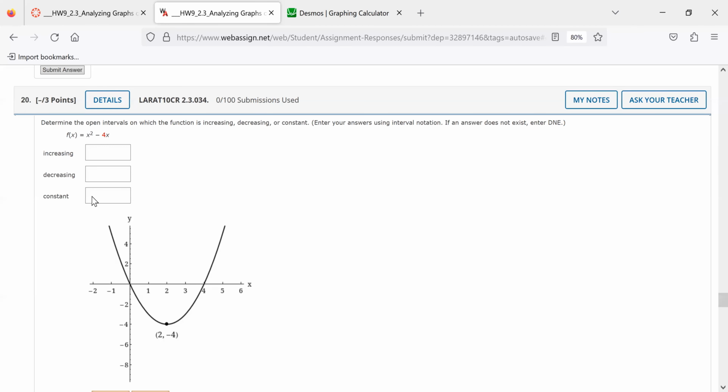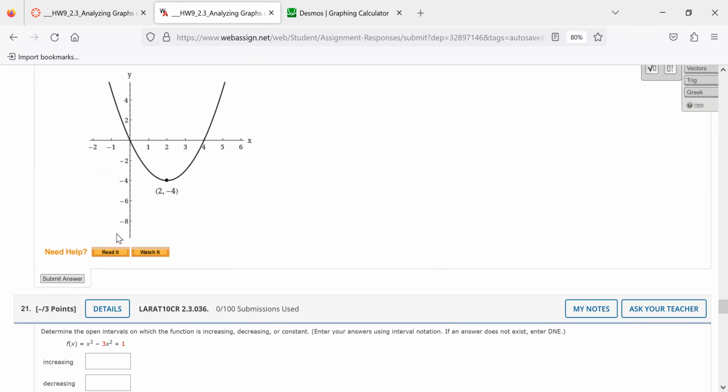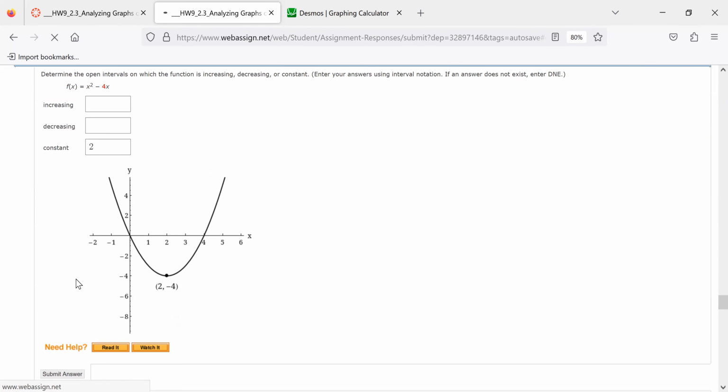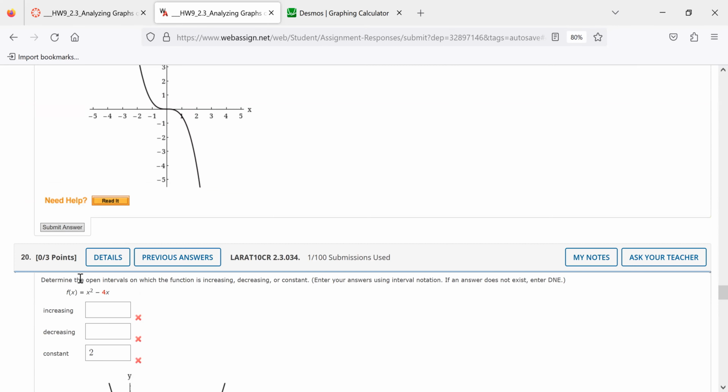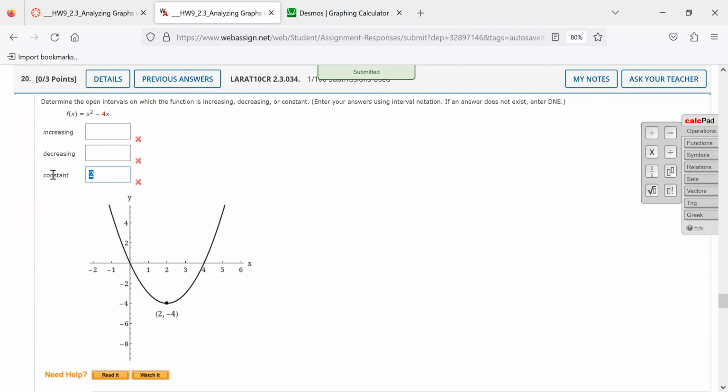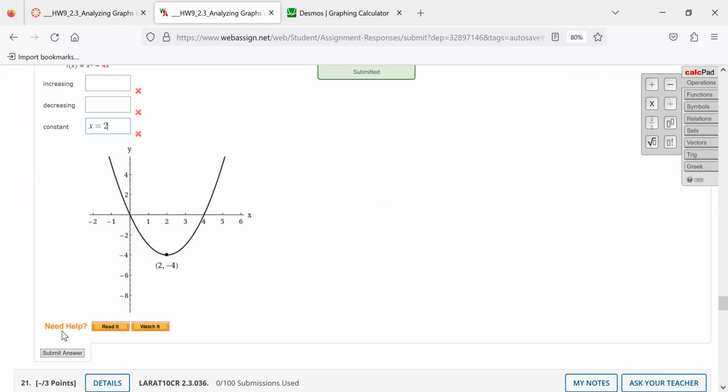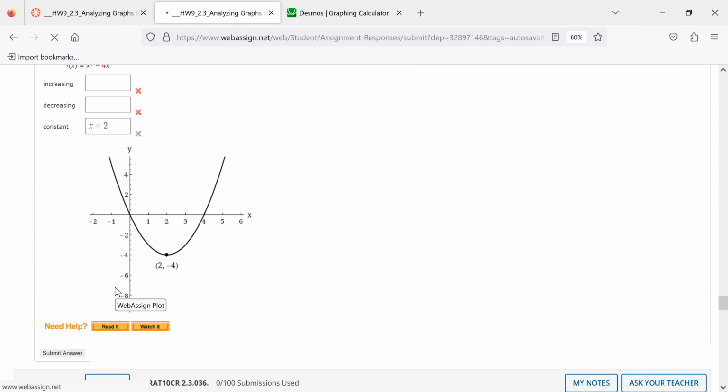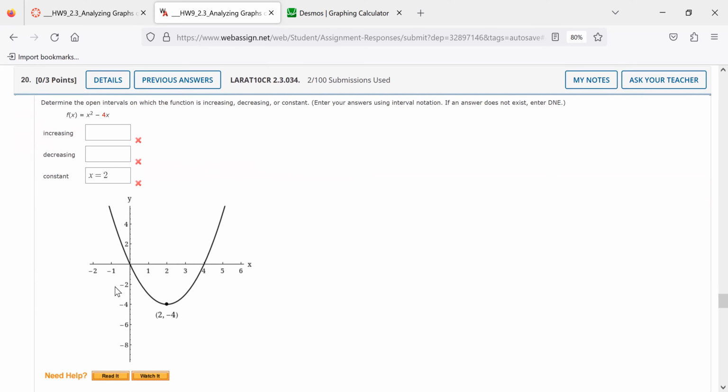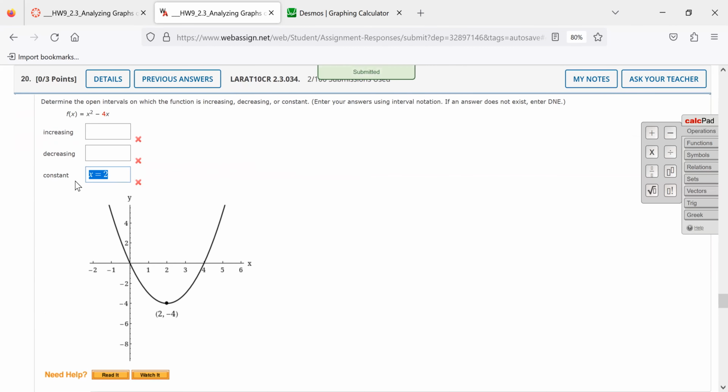Here, I believe it should be constant, but let's see who likes it. I think it's the same issue. Yeah, it's not gonna take it. So if it's not a collection of points where it's constant, then we won't put anything in there. Does that make sense?